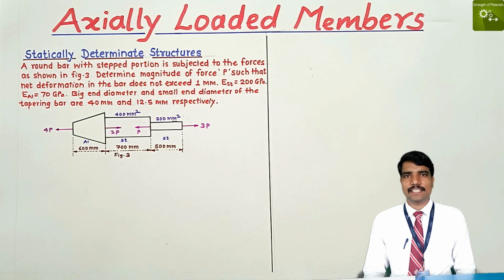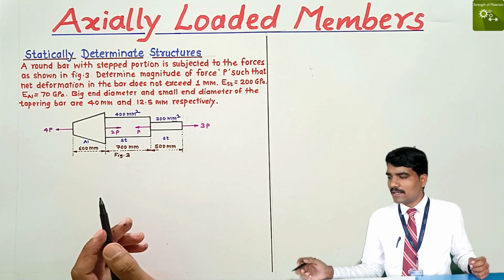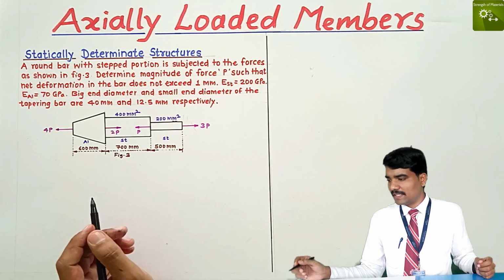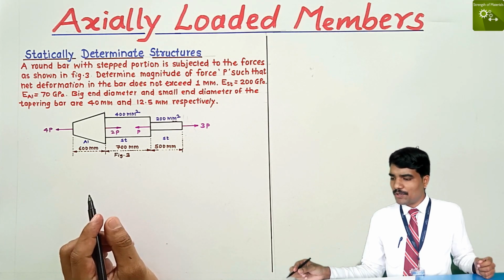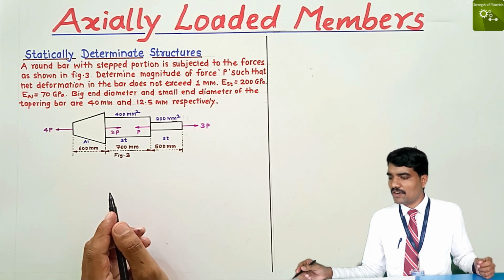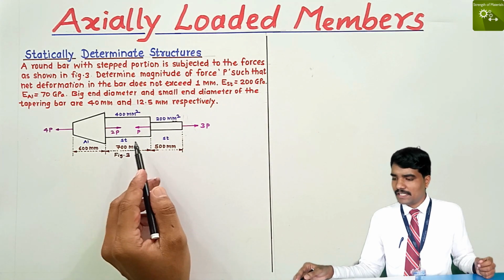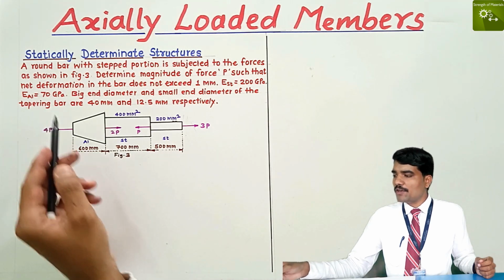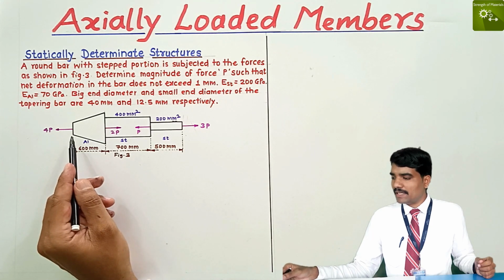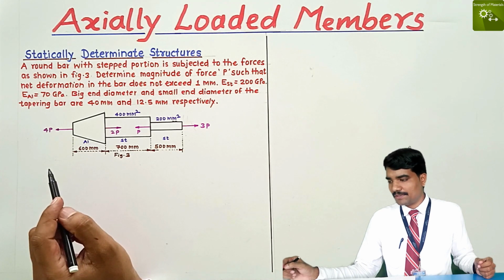Okay, let's see another numerical on statically determinate structures. A round bar with step portion is subjected to the forces as shown in figure number 3. Determine the magnitude of force P such that the net deformation in the bar does not exceed 1 mm. The modulus of elasticity for steel is 200 GPa and for aluminium is 70 GPa. And the taper bar having big end diameter is 40 mm and small end diameter is 12.5 mm respectively.